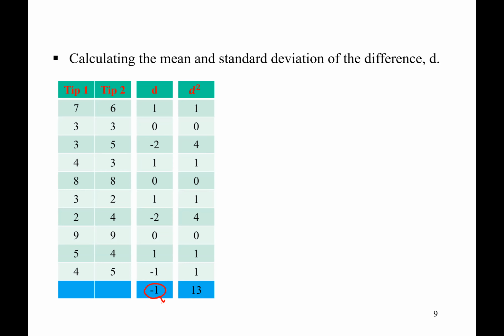This one is the sum of d. This one is the sum of d squared. Now I can calculate the average. Sum of d divided by n is negative 0.10.